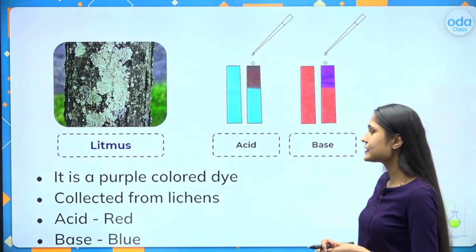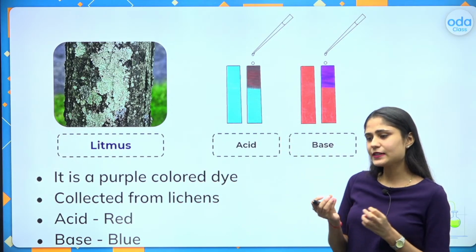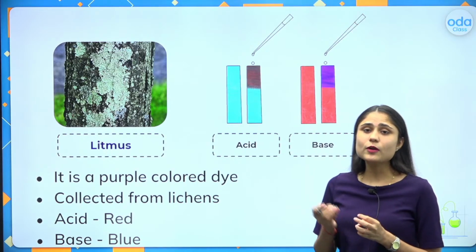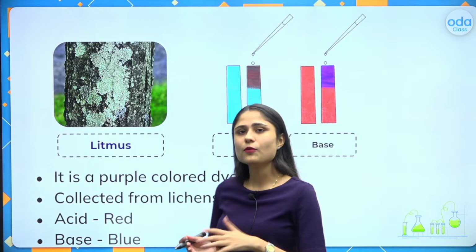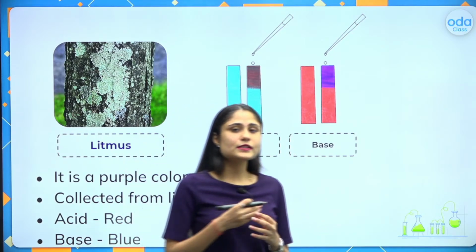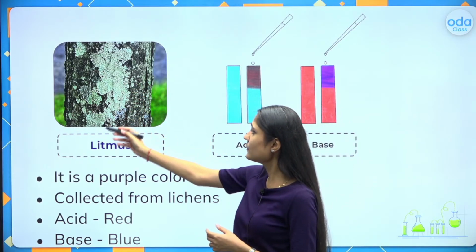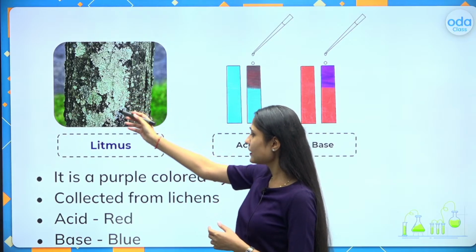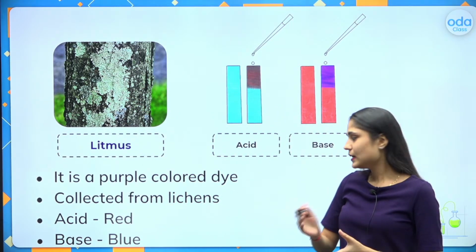This is a purple colored dye. It is obtained from lichens. Lichens are small green substances that you can observe in some moist areas. So this litmus is obtained from lichens, as you can observe here in this image as well. These all are lichens. It is collected from a natural source, which is lichens.